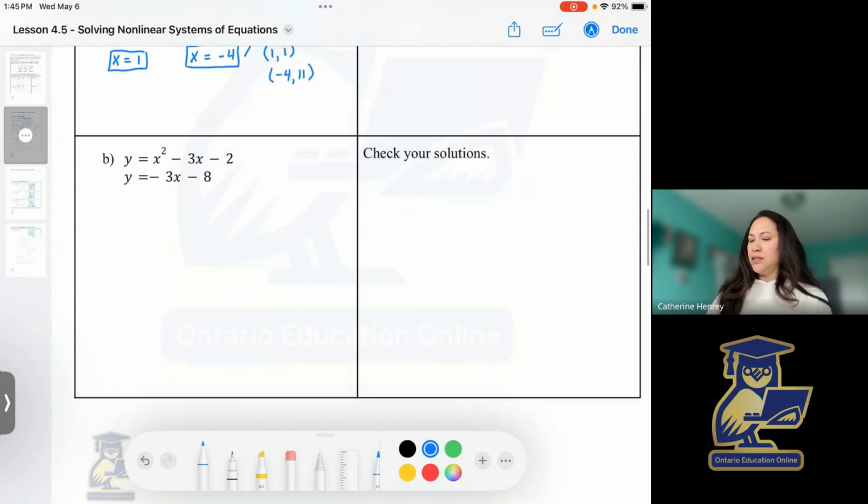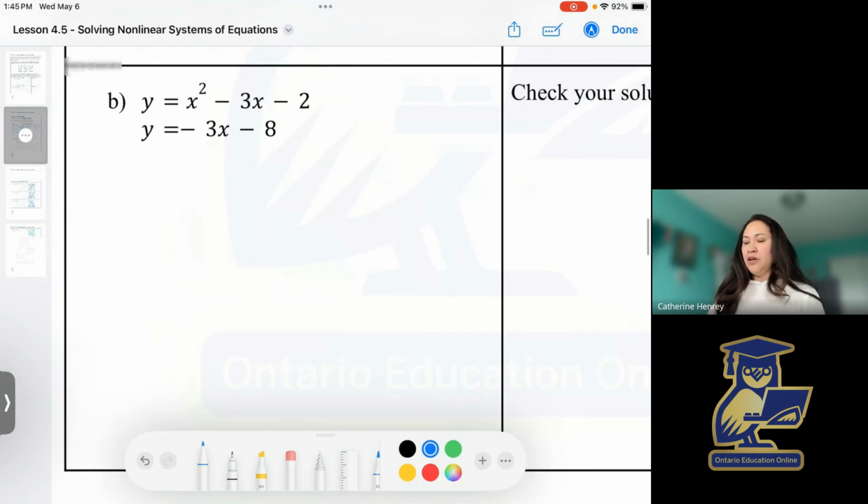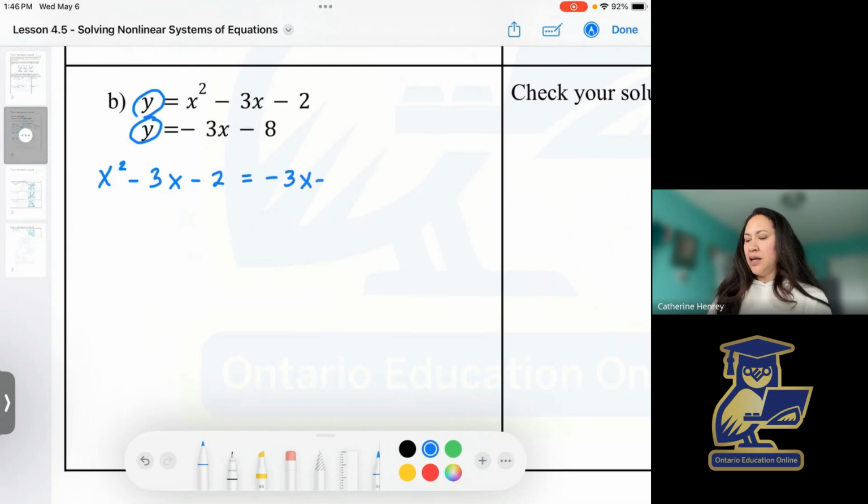Here again, let's take a look at B. My functions are set up so that y is equal to x squared minus 3x minus 2, and my linear is y equals -3x minus 8. And since they are both y, if they are a system, then they can be set equal to each other. So x squared minus 3x minus 2 equals -3x minus 8.